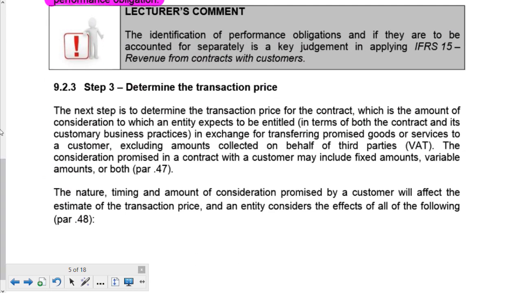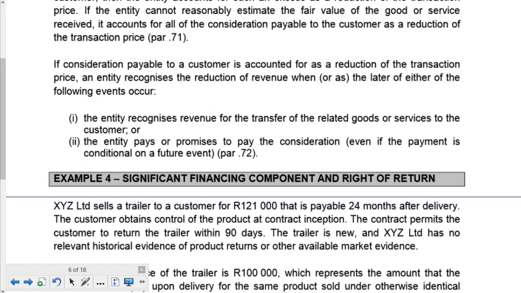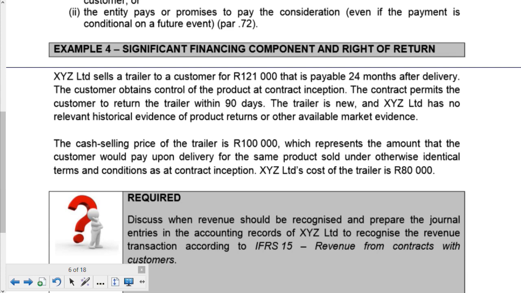Oh, I thought they continued with the example. I thought there was a thing about building kitchens. Maybe it comes later. Step 3 is the transaction price. There's an example, which is example 4. This is an important one.